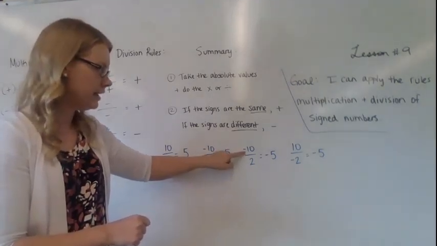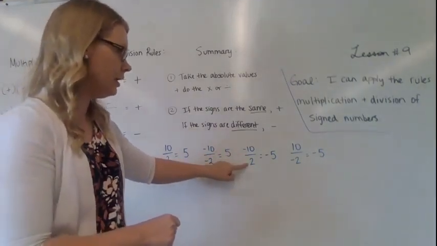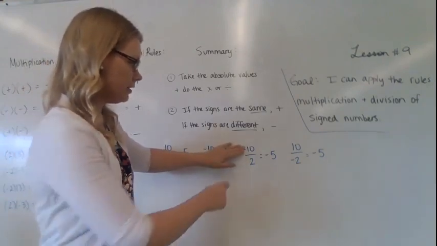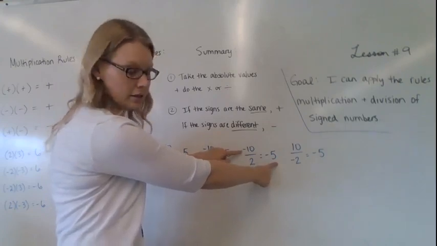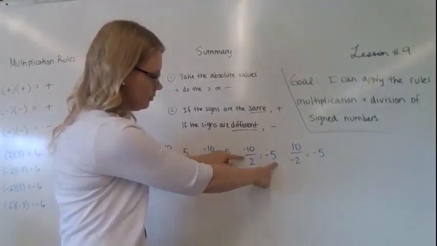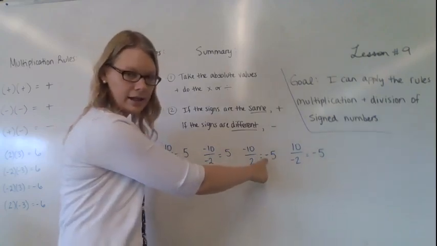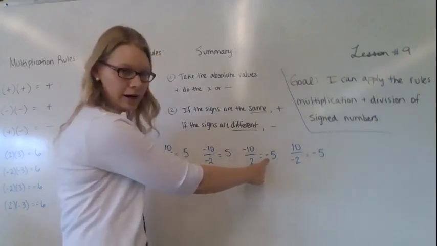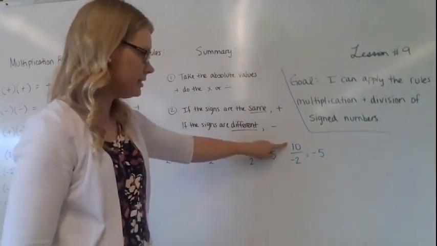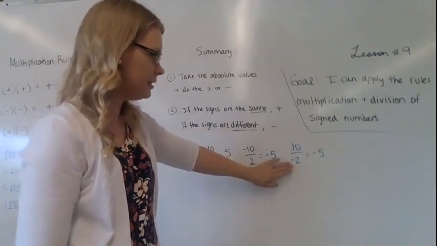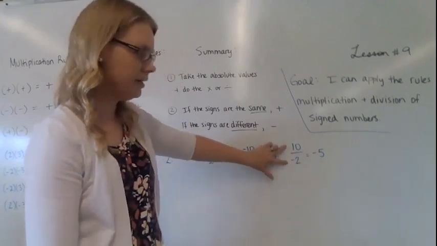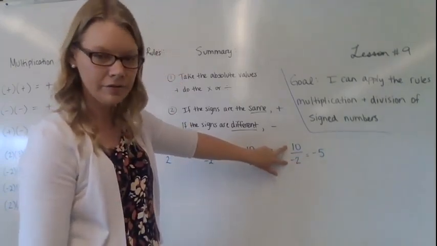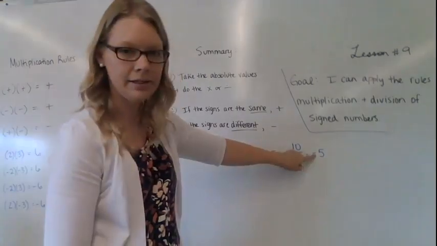Here I have negative 10 divided by positive 2. So again, we're going to ignore the negative sign at first. 10 divided by 2 is 5. Then I look and I see, do my signs match? Are they the same or are they different? Well, they're different, and therefore I'm going to add a negative sign to that 5, and this answer is negative 5. Lastly, I've got positive 10 divided by negative 2. Same process, ignore the negative sign. 10 divided by 2 is 5. Now I look at the signs, and they are different from one another. Therefore, my answer is negative.